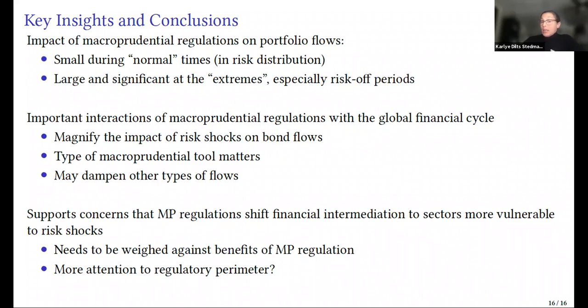To be clear, the finding is not unqualified because the type of macroprud matters. And our results also include a set showing that macroprudential regulations shift intermediation to sectors that are more vulnerable to risk shocks, but it's also the case that they dampen bank flows. So the costs need to be weighed against the benefits.